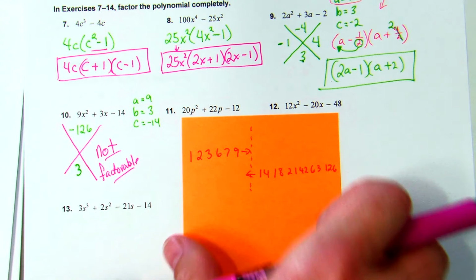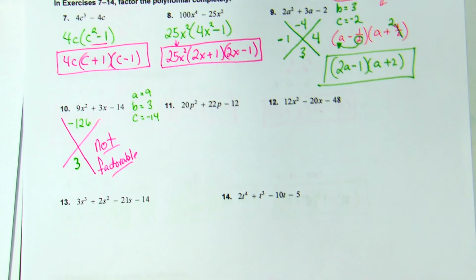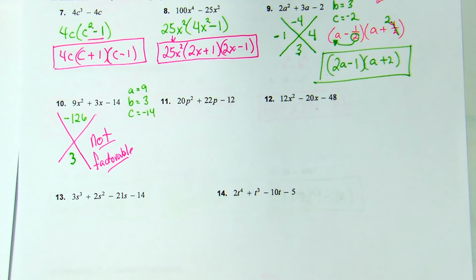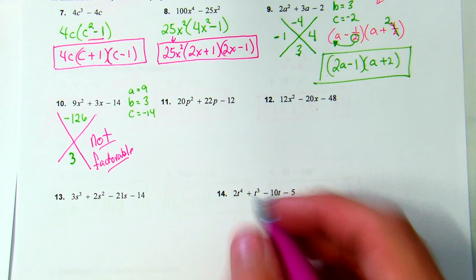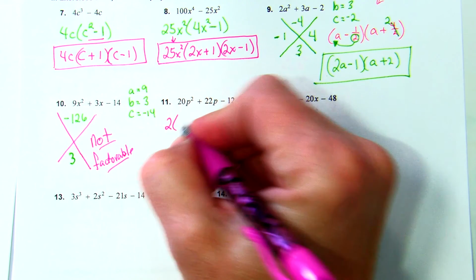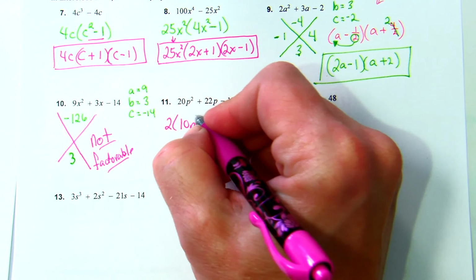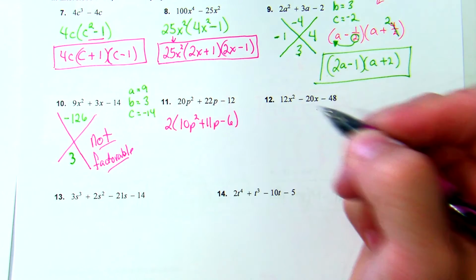Okay, so this one, number 10, is not factorable, and that's the only one that we're going to deal with that's not factorable today, at least. Let's move on. Let's do number 11. Number 11, can I factor something out of all of these terms? Yes. What can I factor out? I can factor out a 2 out of all 3. So I'm going to factor out a 2, and I'm going to have 10p squared plus 11p minus 6.